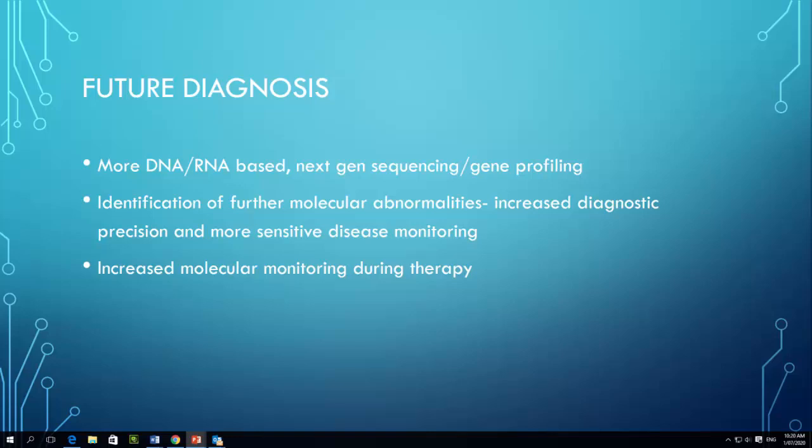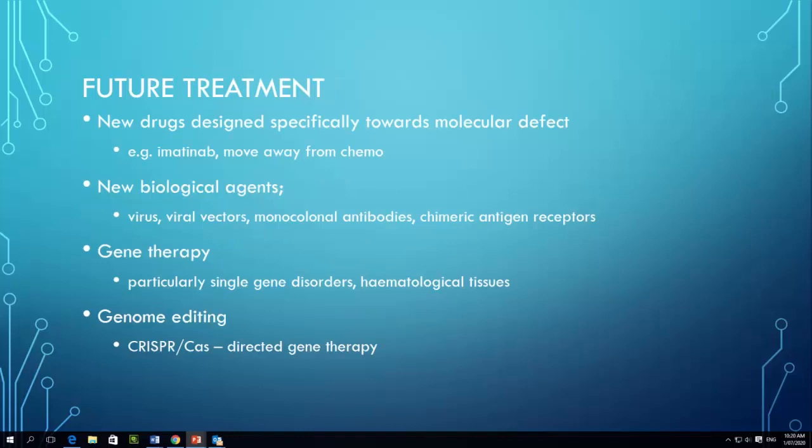So there's likely to be increased use of molecular and sequencing data in monitoring therapy and designing specific therapies. It's also likely that new future treatments will be drugs designed specifically towards those molecular defects. For example, as I mentioned, imatinib, the tyrosine kinase inhibitors designed specifically against inhibiting the defect, as a way to move away from chemotherapy. And there will be new biological agents that incorporate viruses, viral vectors, monoclonal antibodies, chimeric antigen receptors as more effective targeted treatments with fewer side effects.